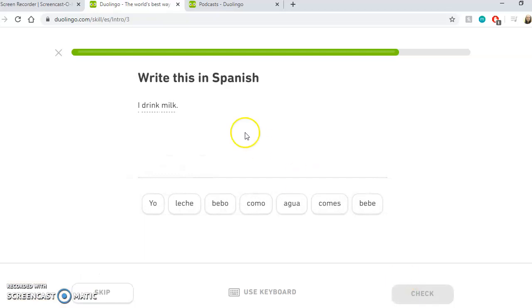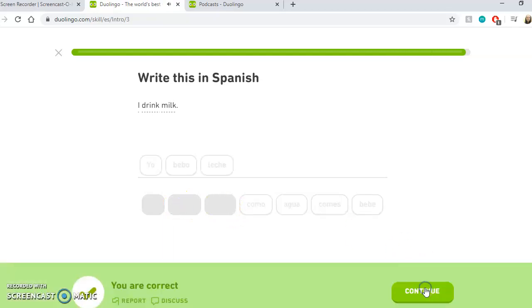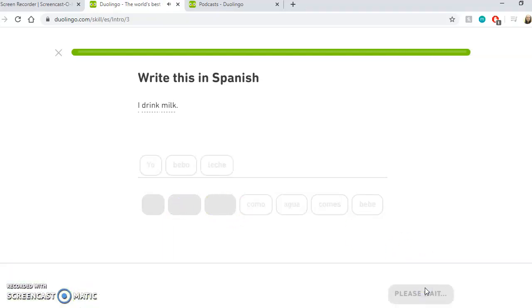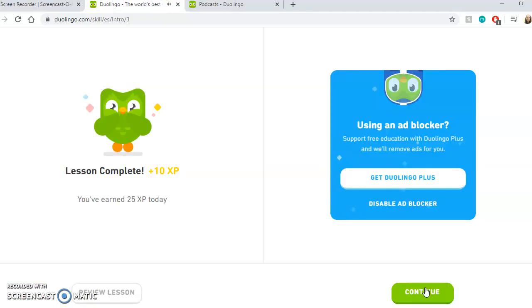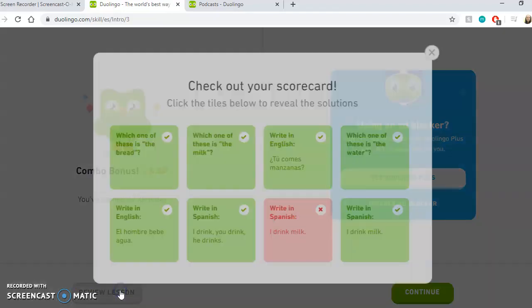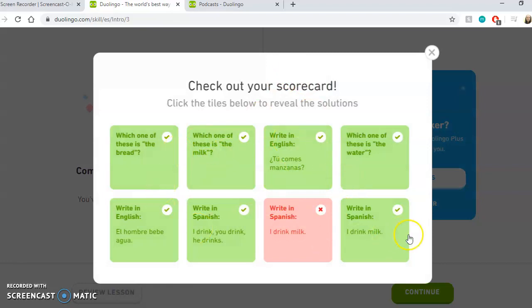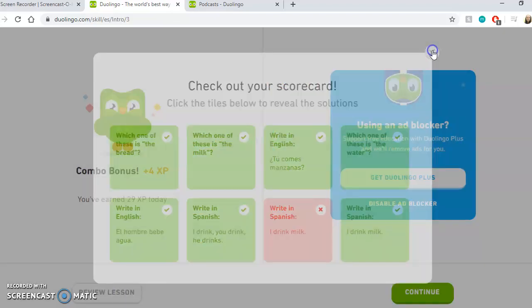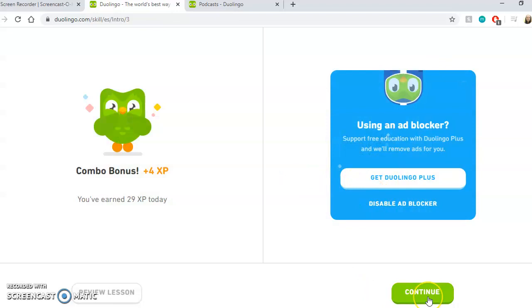So, look, it's towards the end, so it's going to ask me that one more time. Let's see if I got it this time. Leche. Yo bebo leche. Incorrect. Sometimes it takes a while. But there we go. We've completed our lesson. We've learned 10 XP. You do have the opportunity to review the lesson, see what you got right, see what you got wrong. I don't know if that's something that you can do on the mobile app.